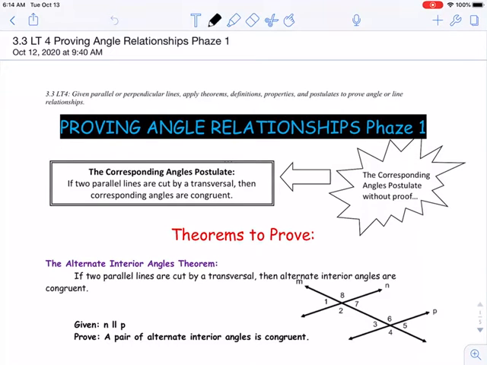Good morning, students. We're here and we're proving angle relationships, and this is phase 1. We're going to spend 2 days doing this so we can refine our skills and get really good at it. All right. So everything we've been talking about, from the alternate exterior angles congruence theorem, the AIA, CIA, all that great stuff, we're actually going to prove that to be true.